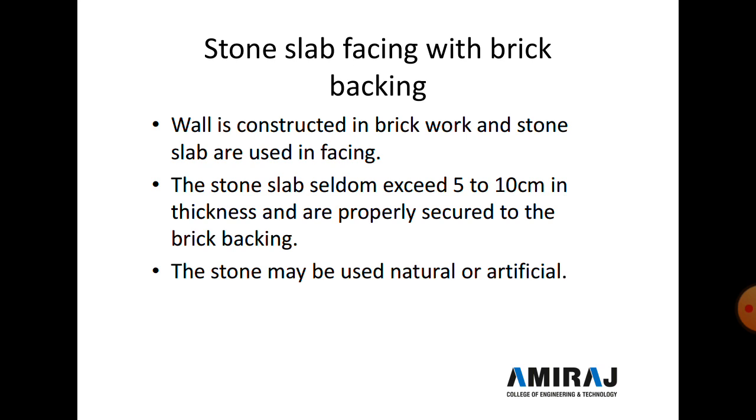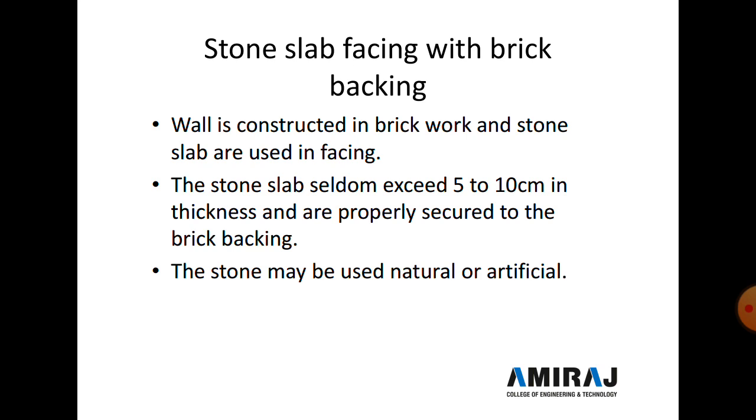So in this type of composite masonry wall, the wall is constructed with brickwork, and stone slabs are used in the face work. The stone slabs seldom exceed 5 to 10 centimeters in thickness and are purposely secured to the brick backing. The stone may be natural or artificial stone. Here the name indicates stone slab facing with brick backing.